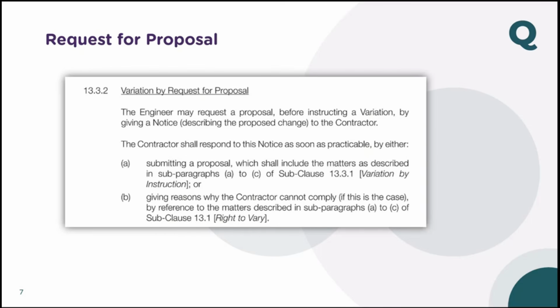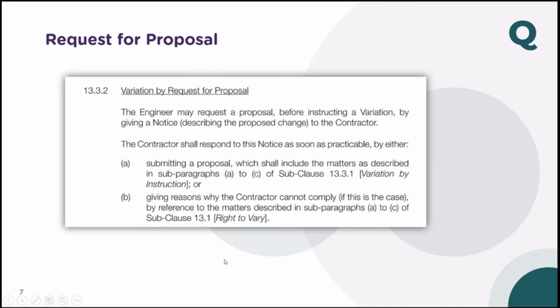Okay. So once you receive the proposal instruction, the contractor shall respond to this notice as soon as practicable by either submitting a proposal with all details, or else he would say no because of the reasons explained in 30.1. So there are two ways the client will instruct a variation. One is EI and proposal. Second is you ask for a proposal, and once the proposal is submitted, if it's within the budget and the client is okay, then you issue the EI.